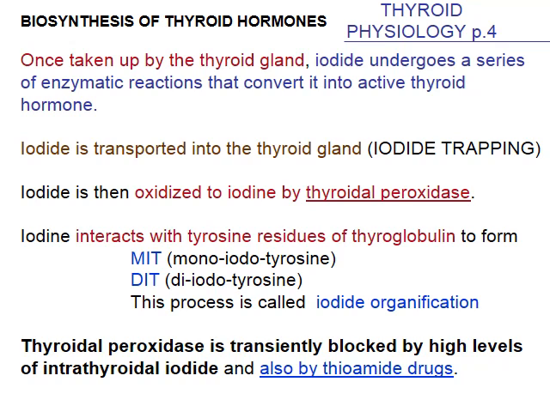Okay, so this process of taking the iodide, oxidizing it, and adding it to tyrosines within thyroglobulin is called iodide organification. Now, there's an enzyme involved, thyroidal peroxidase, in this organification step. And that enzyme is a target of certain anti-thyroid drugs, particularly thioamides, which we'll talk about later. Okay, so this is going to be a kind of drug you use when the thyroid's too active.